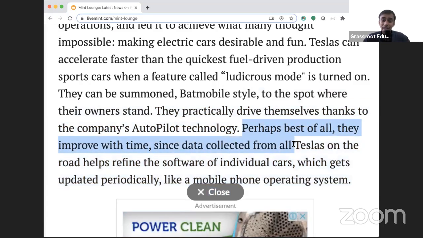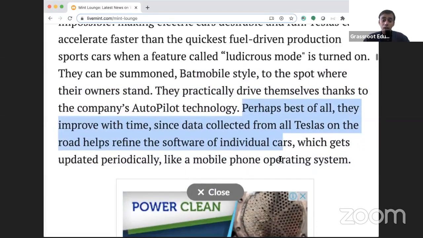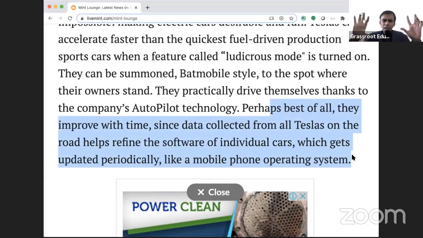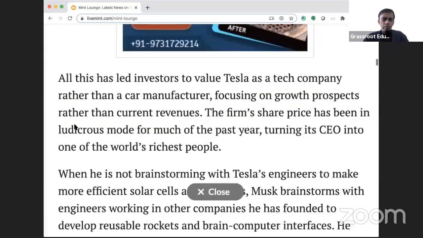Perhaps best of all, they improve with time, since data collected from all Teslas on the road helps refine the software of individual cars, which gets updated periodically like a mobile operating system. Are you all able to understand what's going on here? They are basically collecting data from different Tesla cars and making the overall software better, and that overall software is used for every single car again. So that's how the technology keeps updating. Just like how your Android gets updated every day, these softwares will also get updated regularly.